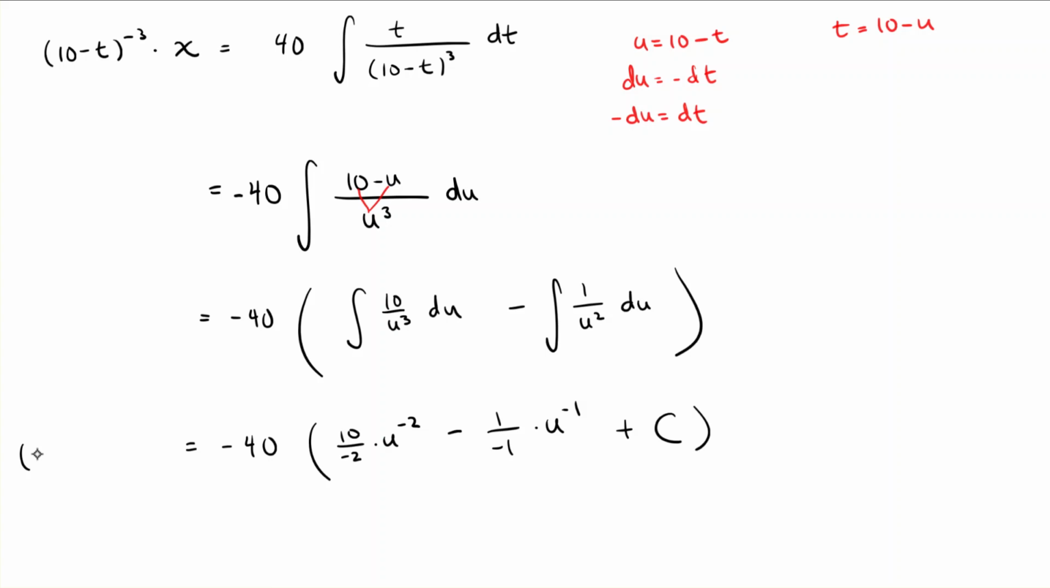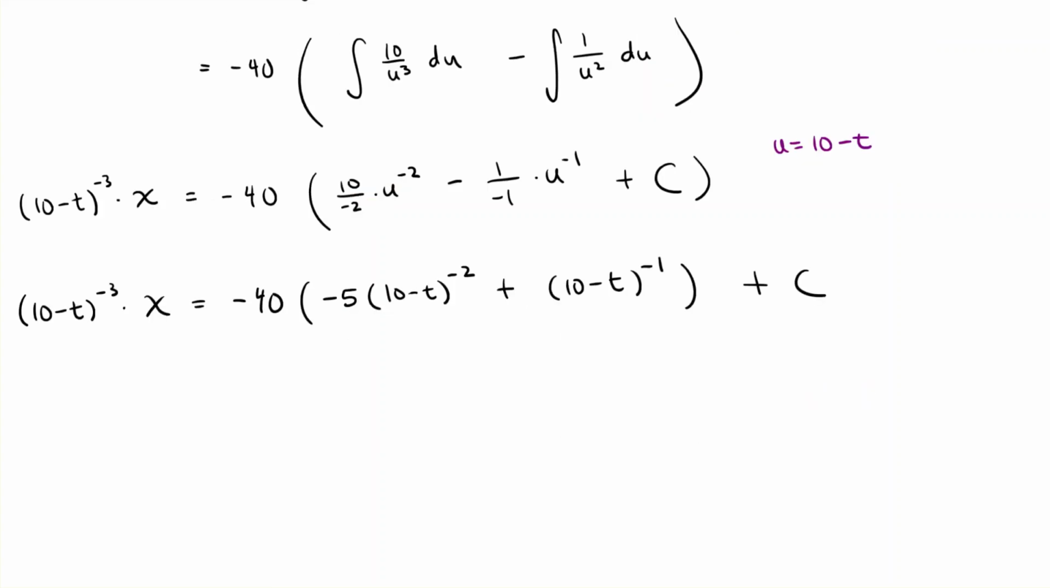All of this was equal to our 10t to the negative 3 times x. And then we need to recall u was 10 minus t. Now we know that our undetermined constant is not really affected by this negative 40. We can still call it c. Negative 40 times undetermined constant is still undetermined constant. I've substituted back for u as 10 minus t.